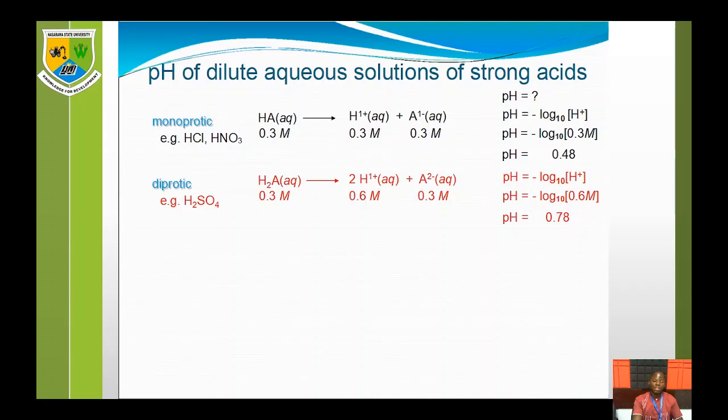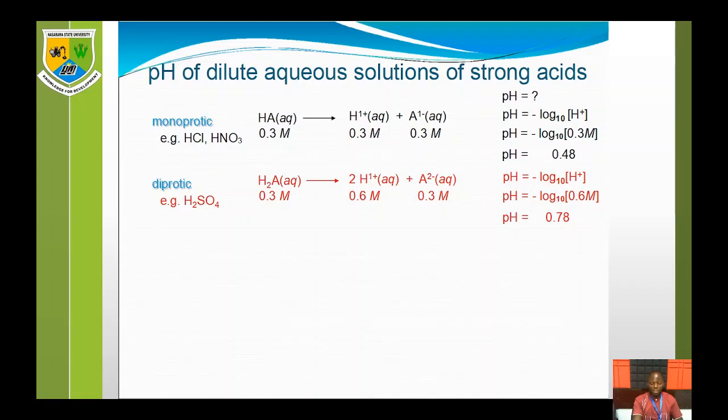So the same concentration you have for the parent substance that is undergoing the dissociation or ionization will cut across the new products that are formed, which are the ionized forms. So for a diprotic acid such as H2SO4, indicated as H2A, dissociating to give you 2H+ plus A2-.